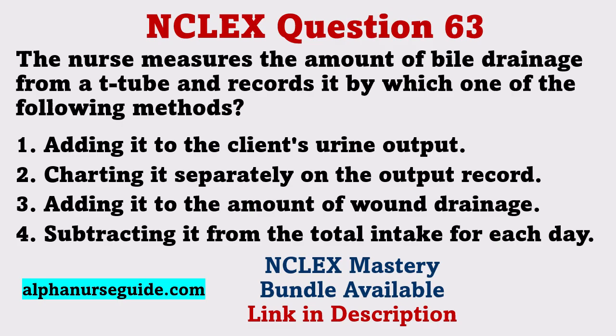The correct answer is 2. Charting it separately on the output record. T-tube bile drainage is recorded separately on the output record. Adding the T-tube drainage to the urine output or wound drainage makes it difficult to accurately determine the amounts of bile, urine, or drainage. The client's total intake will be incorrect if drainage is subtracted from it.